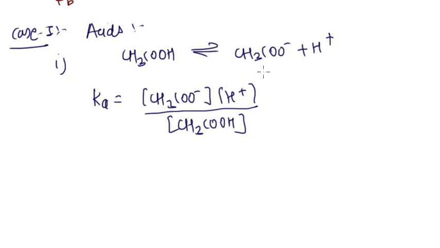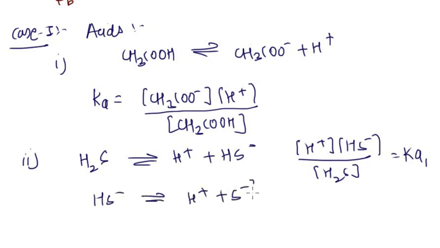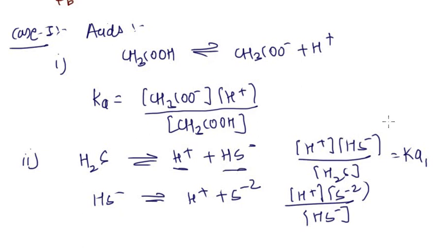More examples, formic acid, HCOOH, and all the monobasic weak acids which give one H plus. But what when it gives two H plus, like H2S? H2S dissociates into H plus and HS negative. So H plus times HS negative upon H2S is equal to KA1. HS negative dissociates to H plus and S negative 2, so H plus times S negative 2 divided by HS negative. I hope you all understand why I am writing like this: the concentration of product divided by reactant.